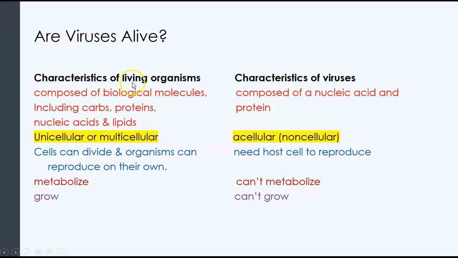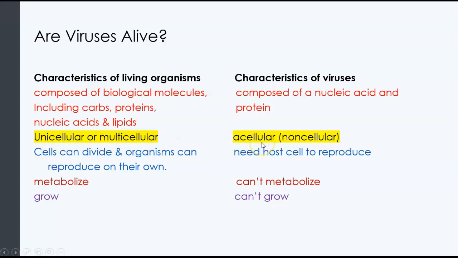Okay, so now I made this slide and made like a little chart. So to answer the question, are viruses alive? Let's look at the characteristics of living things or living organisms and compare that to the characteristics of viruses. To be considered a living thing, an organism has to be composed of at least one cell. So that's down here, unicellular or multicellular, meaning many cells.